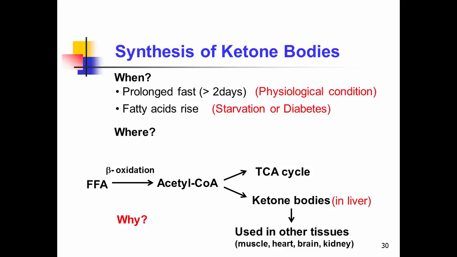Okay, so the next question: where does ketogenesis take place? In which tissues? The liver, right? So the liver is the only tissue that synthesizes ketone bodies. Remember, only the liver, and in the mitochondria. The ketone body is synthesized inside of a mitochondria. So here is sort of the whole process of how ketone body is synthesized.